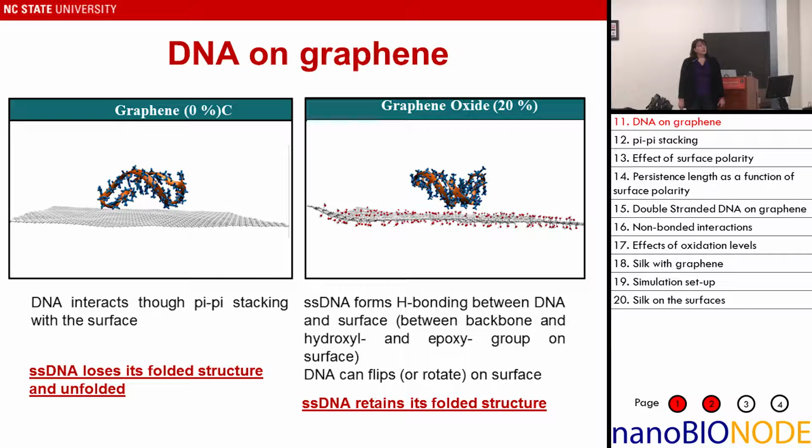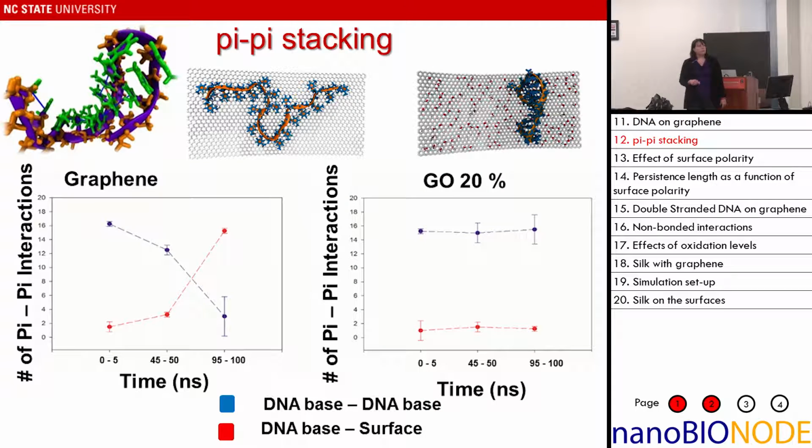The strength of interaction here is much less as compared to this case right here. We can also quantify that type of process through calculating, again, pi-pi interactions. The blue line right here is DNA base. The red line right here is DNA base surface. And what we see here is, again, on graphene, we lose the DNA base-base interactions, and we pick up DNA surface interactions. So pi-pi interactions on the surface obviously are dominant, and we can see at the end this kind of spreading out. And again, it's a pretty typical observation. We weren't surprised by that.